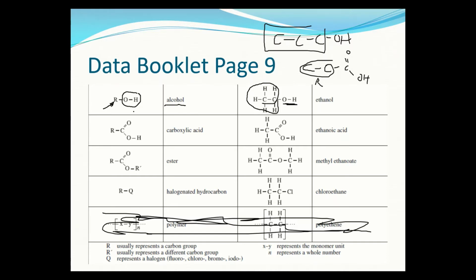So in your data book, it gives you a drawing, it gives you the name, it gives you an example of the drawing, and it gives you an example of the name. So this is really helpful in the test, and you can use it. It's on page 9 of your data booklet. Okay, so we're going to start off with alcohols.